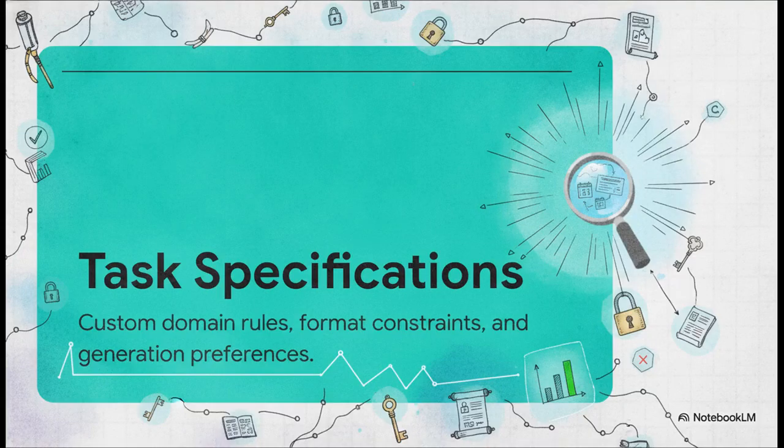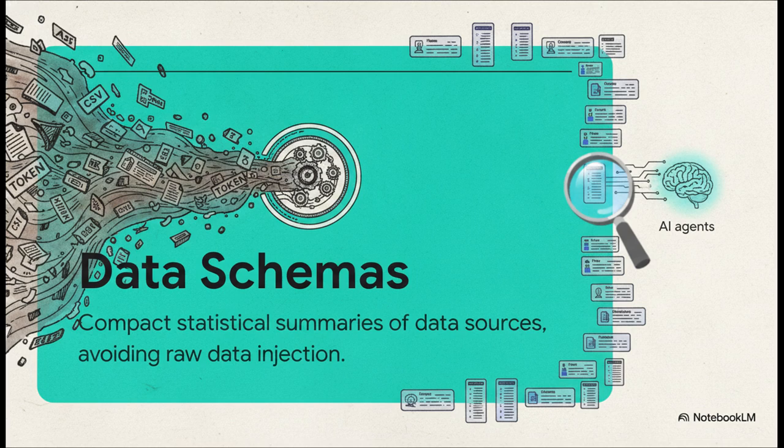Okay, first up we have task specifications, or MTask. You can think of these as your custom domain rules. These are the explicit, hard and fast instructions you give the AI, like always use green for over 95% attainment, or make sure to always include an executive summary card at the top. And the beauty is, once you establish these rules in one session, the memory system just locks them in for the future.